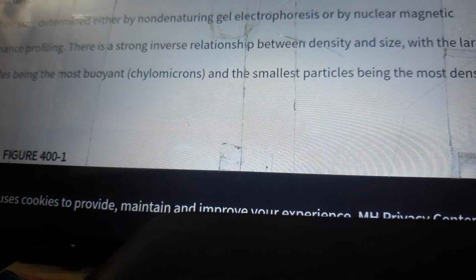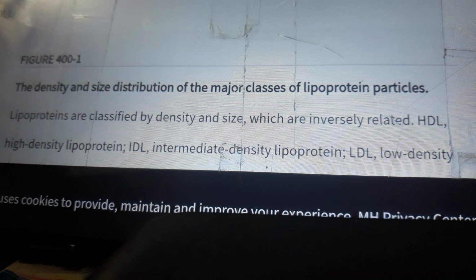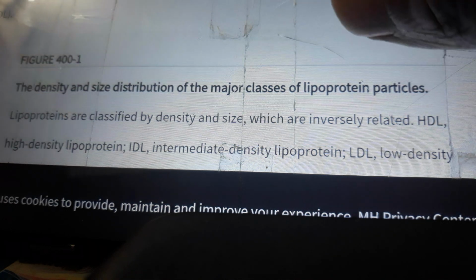In addition to density, lipoprotein particles can be classified according to their size, determined either by non-denaturing gel electrophoresis or by nuclear magnetic resonance profiling. There is a strong inverse relationship between density and size, with the largest particles being the most buoyant, the chylomicrons, and the smallest particles being the most dense, the HDLs. Right?